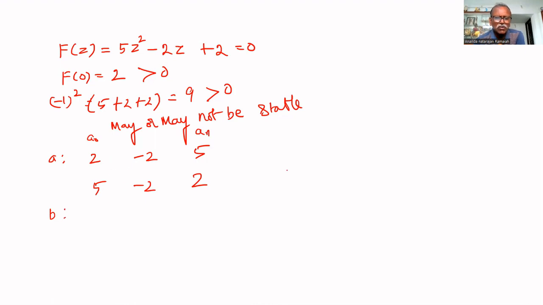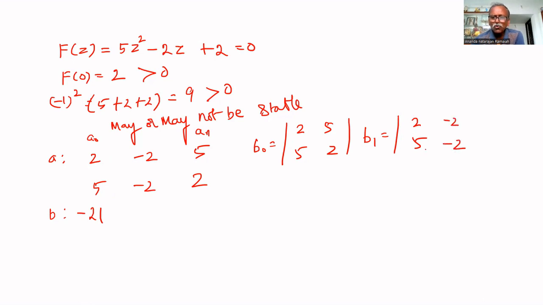If you form the B row, what will you get? B naught equal to the determinant of 2, 5, 5, 2, that is 4 minus 25, which is minus 21. And what is B1? B1 equal to the determinant of 2, 5, minus 2, minus 2, that is minus 4 minus of minus 10, which is plus 6. Therefore, the B row is minus 21, 6. Only 2 elements, so we have to stop here. No need to proceed further. If you go on, only 1 element will come.